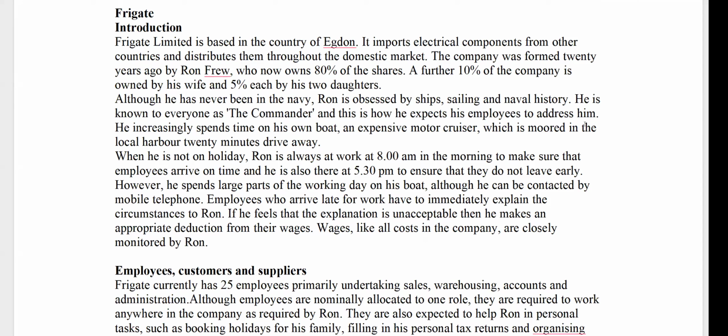Okay. Now you come to work at 8 o'clock, check people coming in, then you go and spend time on your boat. At 5:30 you come back to see those who have not left. Very strict guy. And if he feels your explanation is unacceptable, even if it's a good cause, he can still deduct from your salary. So this man is not trying at all. Anyway, that's his culture. Let's continue.